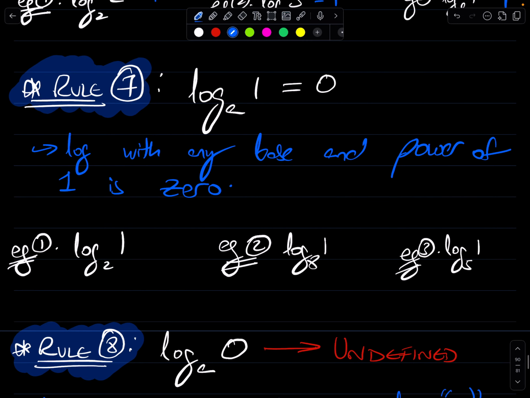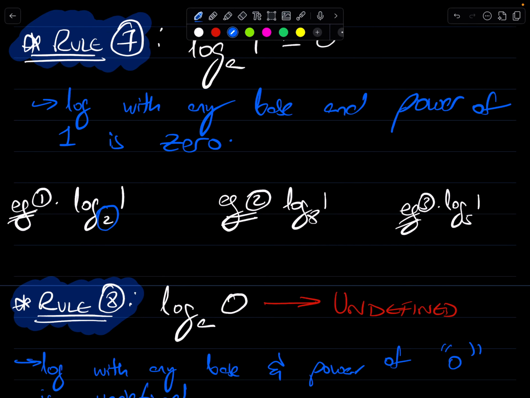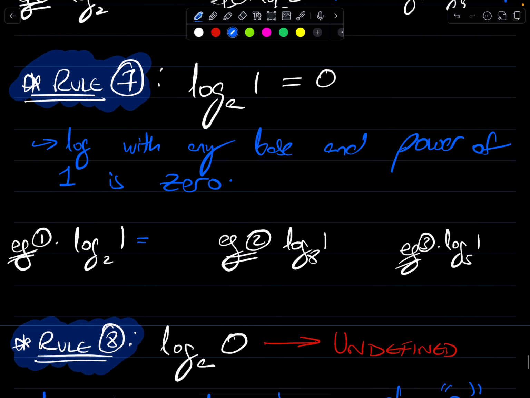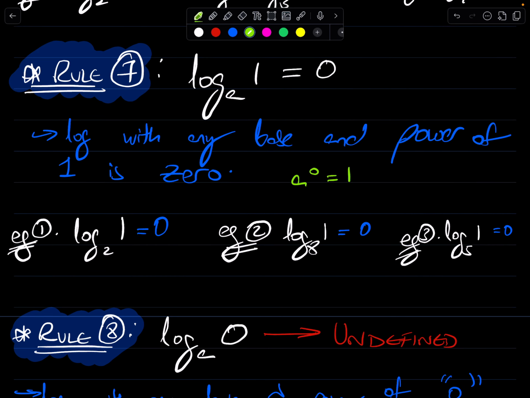Then rule number 7. Rules start getting a bit simpler. Log with any base and power of 1 is 0. What power should 2 be raised to give 1? 0. What power should 8 be raised to give 1? 0. What power should 5 be raised to give 1? It is equal to 0. Why is this so? Because we learned in rules of indices that anything to the power 0 is 1. And thus, we have this rule.